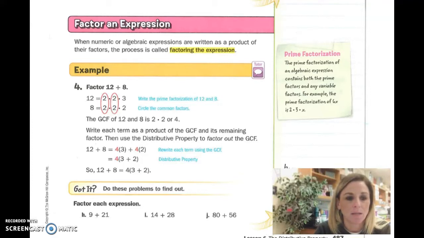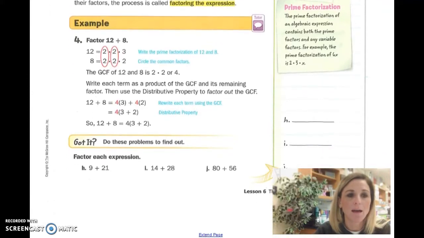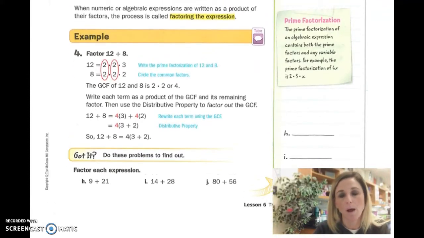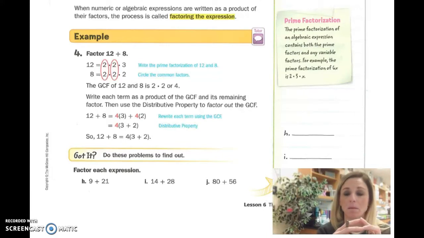We are going to be seeing problems just like this that we obviously know that we can do. However, since we're working with the distributive property, we're taking it to the next level and distributing the numbers so that we can do some of these problems mentally. Some of them you are already going to be able to do, but this is just another step to make us a better mathematician.